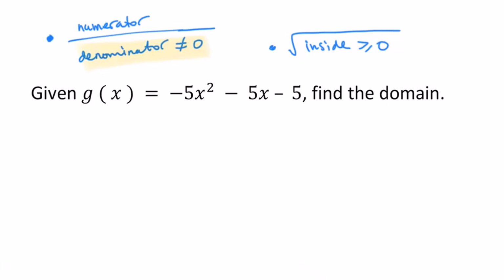The second case is the square root or the even root: the square root, the fourth root, the sixth root. So inside the square root, set it greater than or equal to 0 and solve. So if we look at our function g of x here, we don't have a fraction, we don't have a square root. This is just a polynomial. So here, the domain is from negative infinity to infinity, or all real numbers.